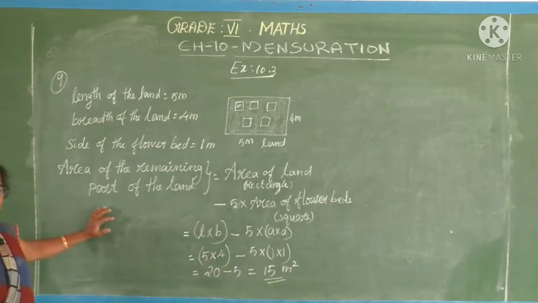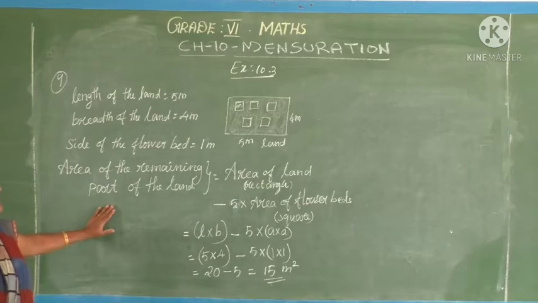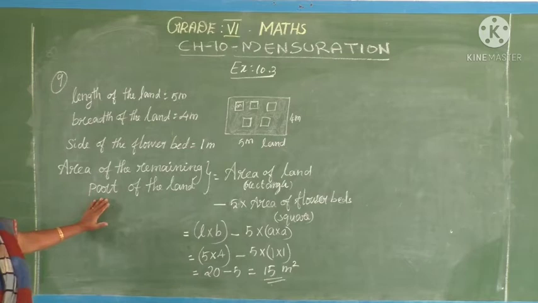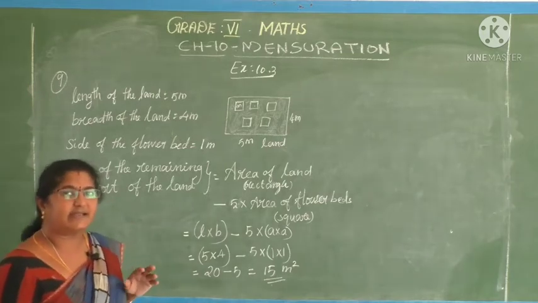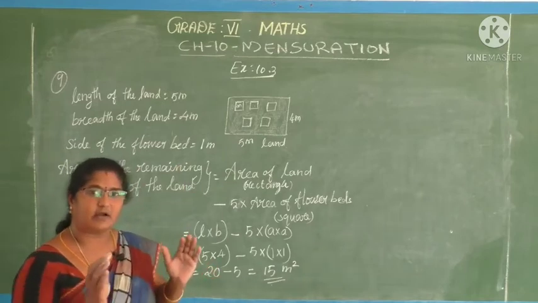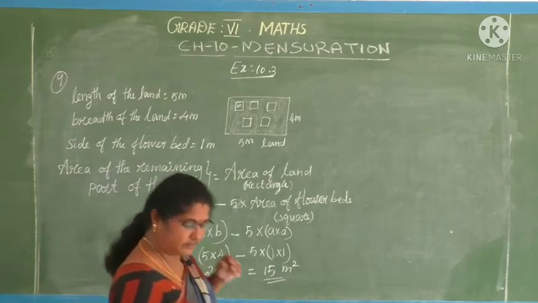15 meter square of land is the remaining part of the land. Understand how to find out? When you read the question, understand, and then draw the figure according to that, then you can identify easily.